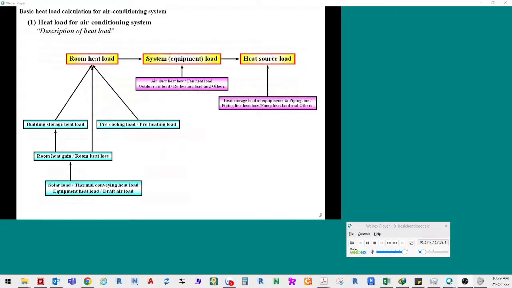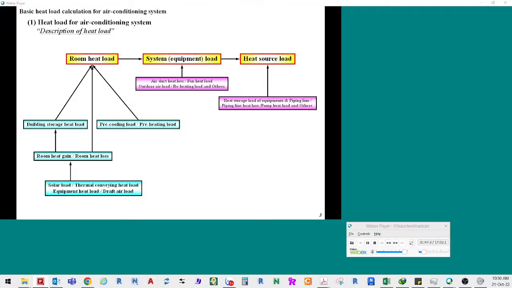Generally, heat load, there are various categories. That is, thermal room load, system load, heat source load, and others. The heat extraction and heating capacity to be kept at a constant temperature and relative humidity in a room are called thermal room load. Thermal room load include heat gains or heat losses and storage heat load for buildings.